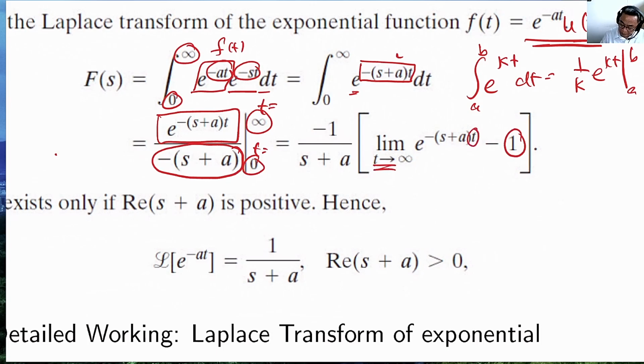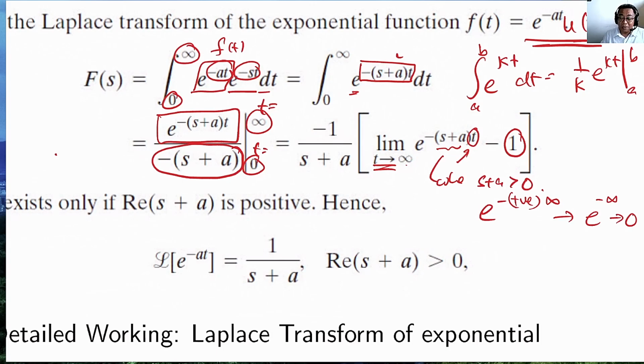Now, something interesting happens when t equals infinity, when s plus a is greater than 0. When s plus a is greater than 0, e to the minus some positive number times infinity is a very negative number, and this is 0. So we like that to happen, because when that happens, our F of s will converge.